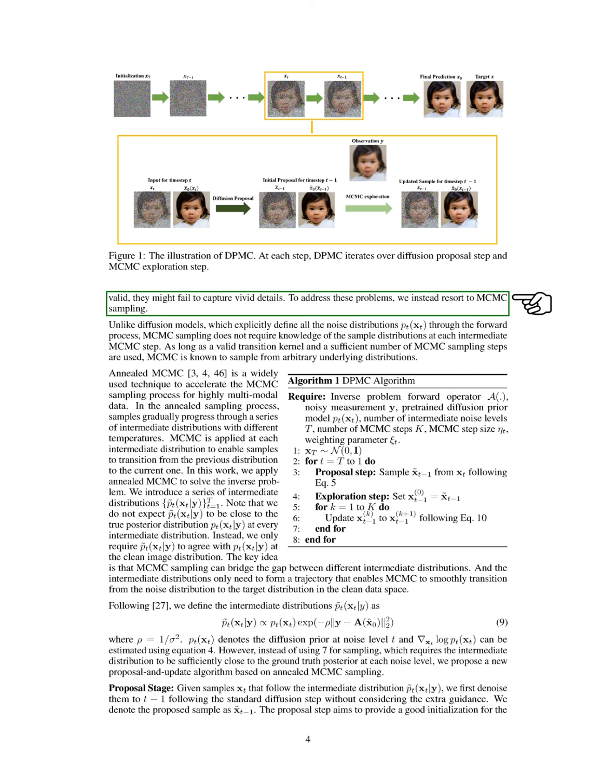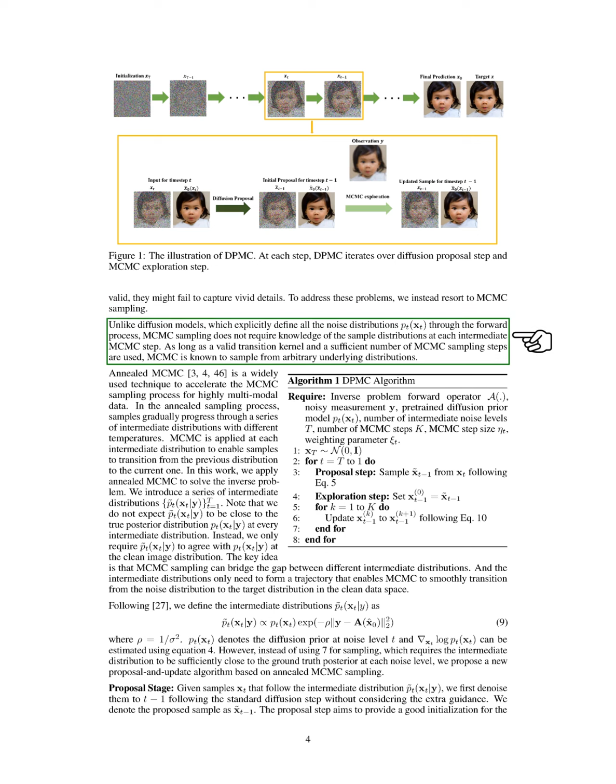We note that the accuracy of our approximation depends on the noise level. At low noise, our estimates can be quite accurate, but at high noise, they may become less reliable. To improve our results, we turn to MCMC sampling, which does not require knowledge of the distributions at each step, unlike diffusion models.